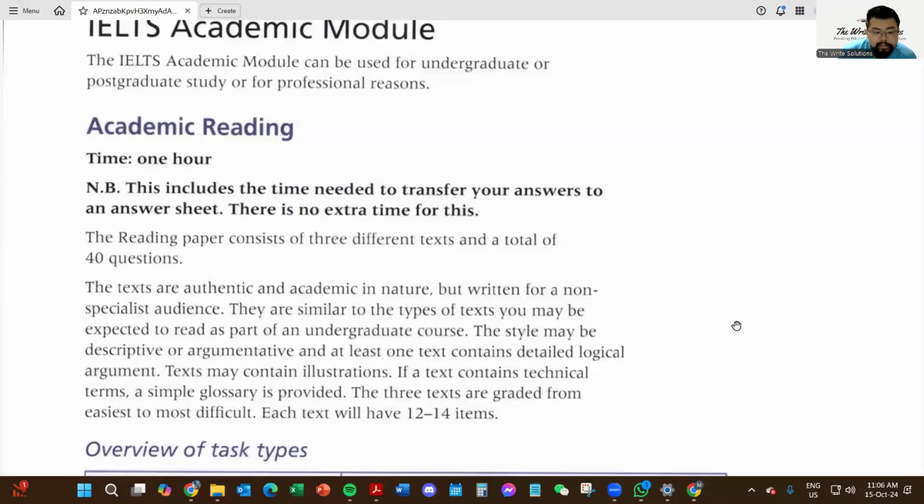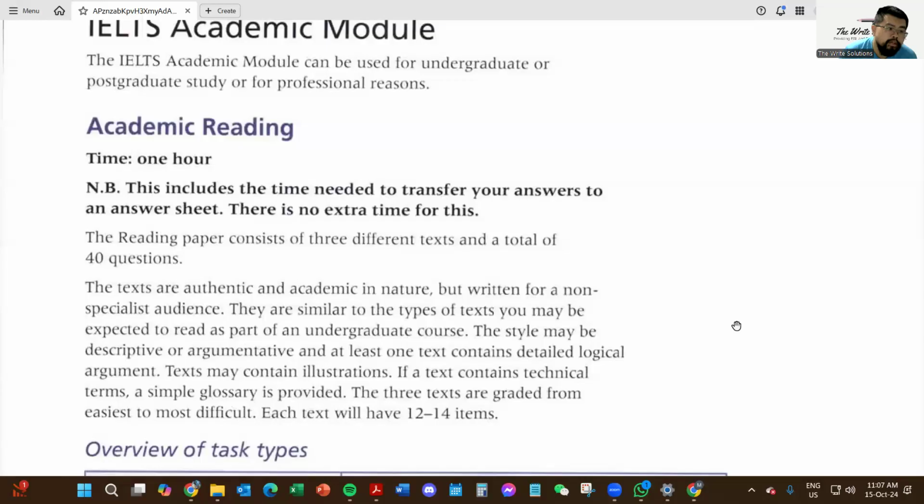There are going to be 3 texts graded from most of the time. The easiest is going to be the first, and the most difficult is going to be the last, okay? So it's going to be 3 texts. For example, 3 passages. So you have about 20 minutes to just do one passage.